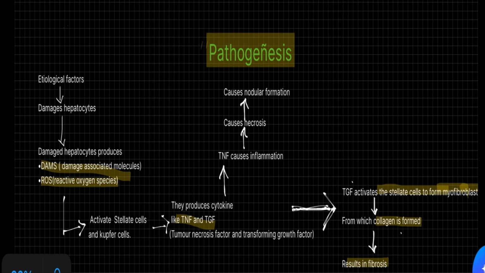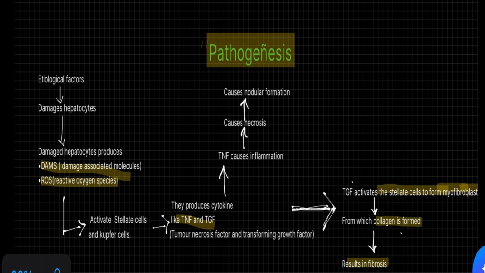And once they are activated, they produce cytokines like TNF, that is tumor necrosis factor, and TGF, that is transforming growth factor. So this transforming growth factor activates stellate cells to form myofibroblasts. From these myofibroblasts, collagen is formed, which results in fibrosis. And TNF, tumor necrosis factor, causes inflammation, which results in necrosis, which is the cause for nodular formation.